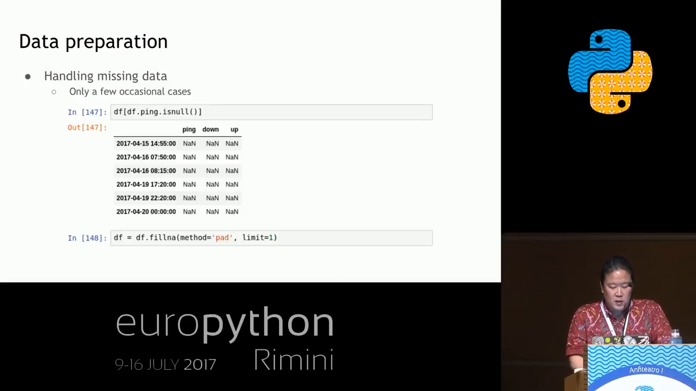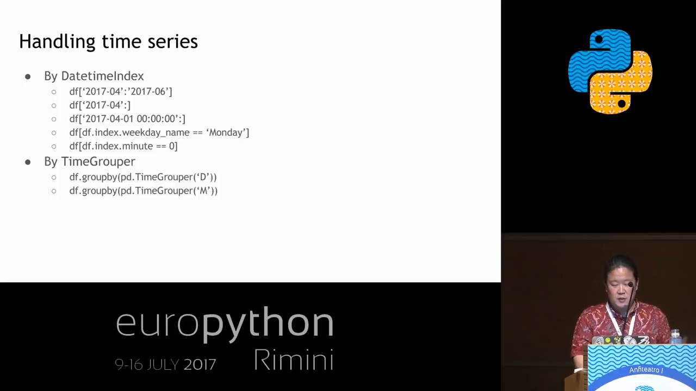In the raw data, there are a few cases of missing data. We can hardly notice them on the visualization, but we have to examine carefully the missing data like this. So by using the code block, just the first line, we can examine if there is any missing data in the data frame, and I manage it by propagating just the last valid observation forward to the missing hole. This is one typical way to do it.